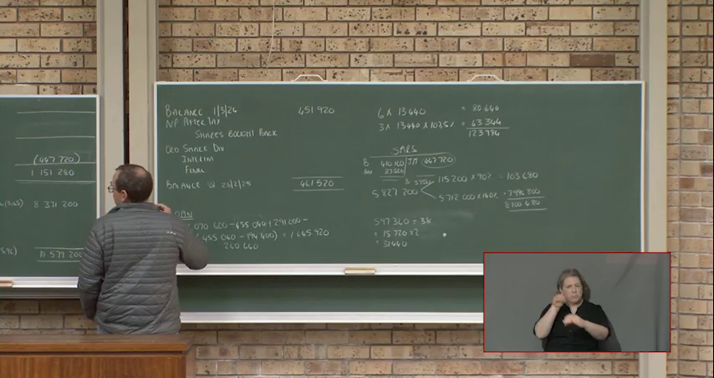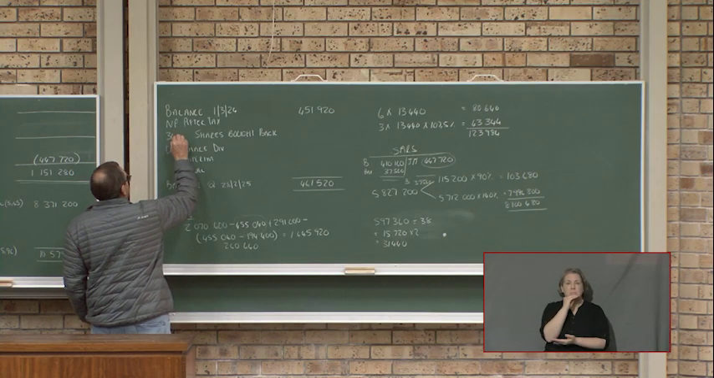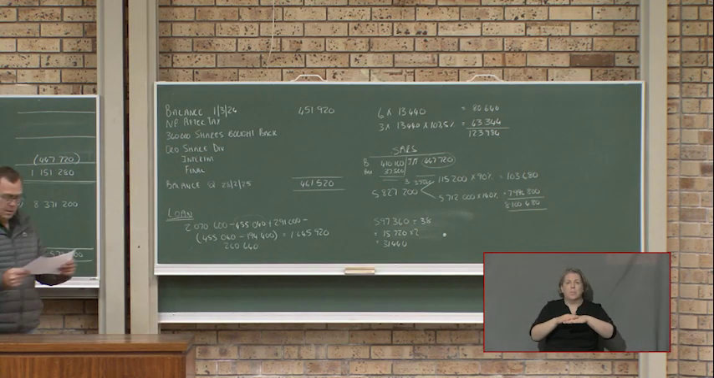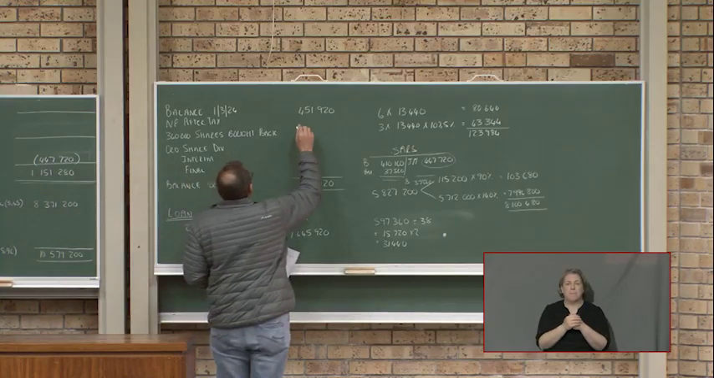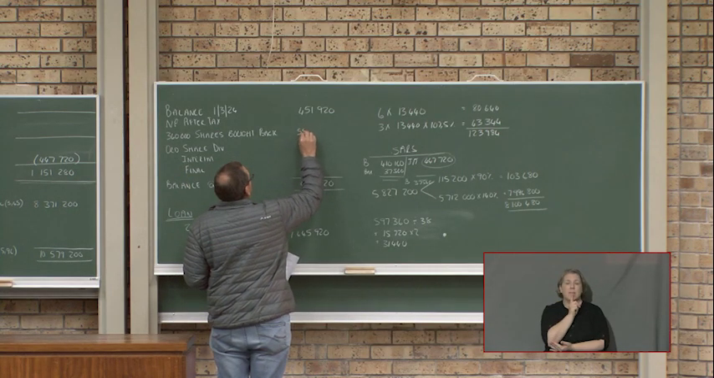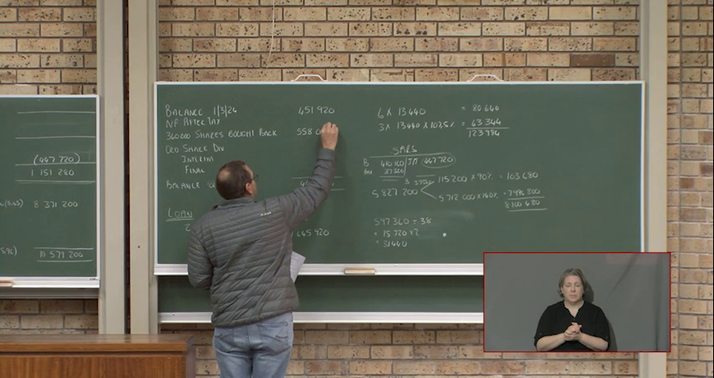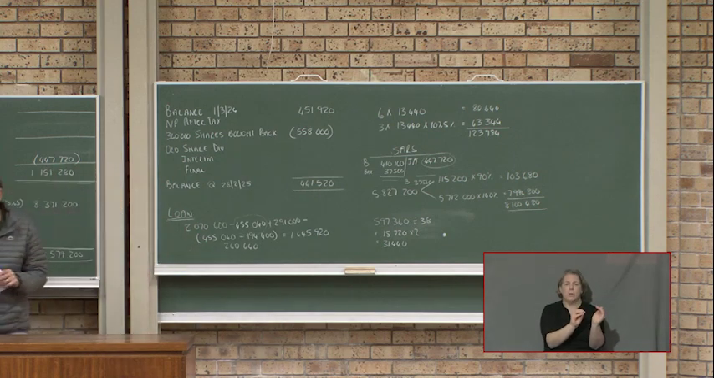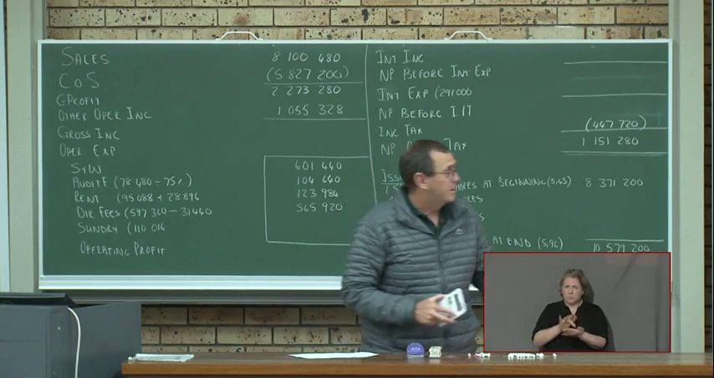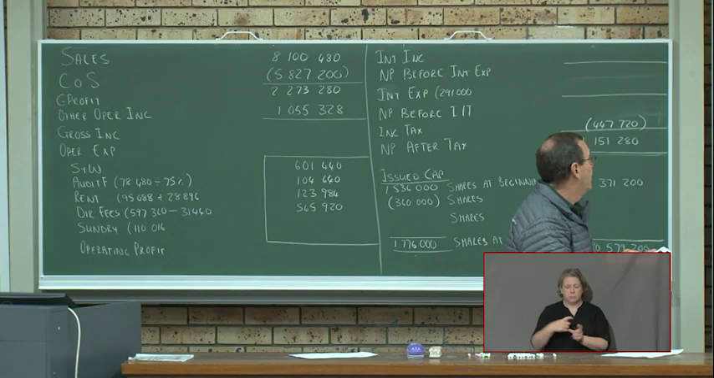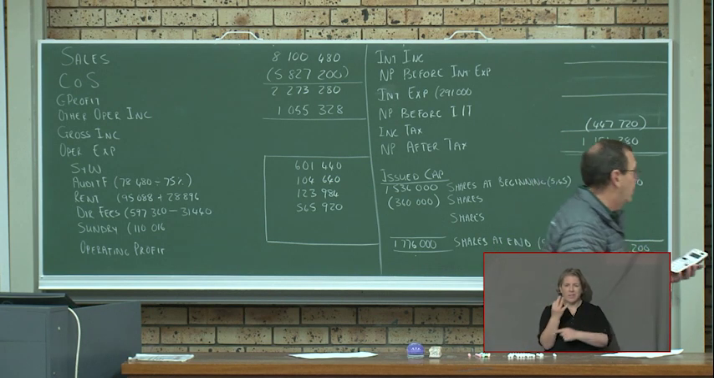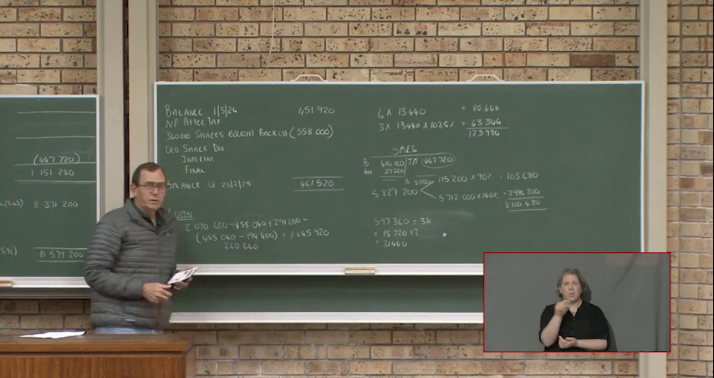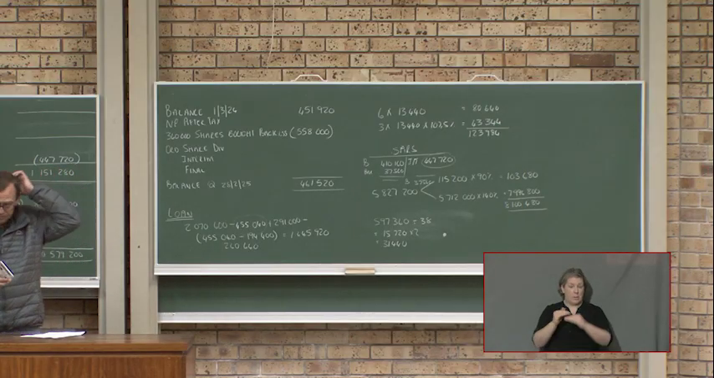So we have 360,000 shares repurchased at 558,000. It was repurchased, so we put it in brackets. We can calculate the price of that: 558 divided by 360 is R1.55. R1.55 was the price above the average price.